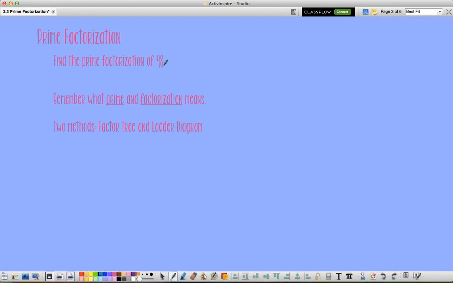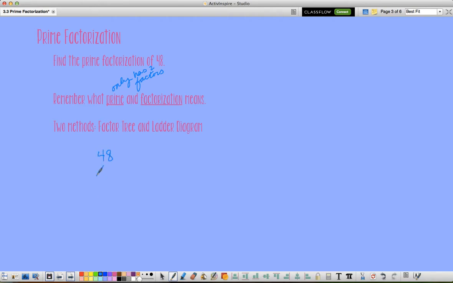All right, so finding the prime factorization of 48. Again, remember what prime means: it only has 2 factors. And factorization means you're looking for numbers that can divide the number without a remainder. There are 2 methods: a factor tree and a ladder diagram, and I'm going to show you both using 48. So the factor tree should end up looking like a tree.